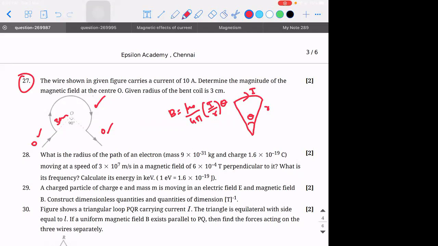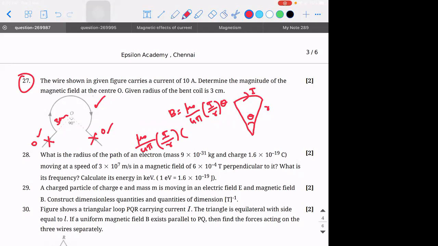Correct? Biot-Savart law states I dl sine theta, and that theta value will be 0. So these 2 straight current carrying conductors contribute nothing. So the only magnetic field is existing due to the circular coil. And what is the answer for it? Mu naught divided by 4 pi into I divided by R. What is the value of theta?